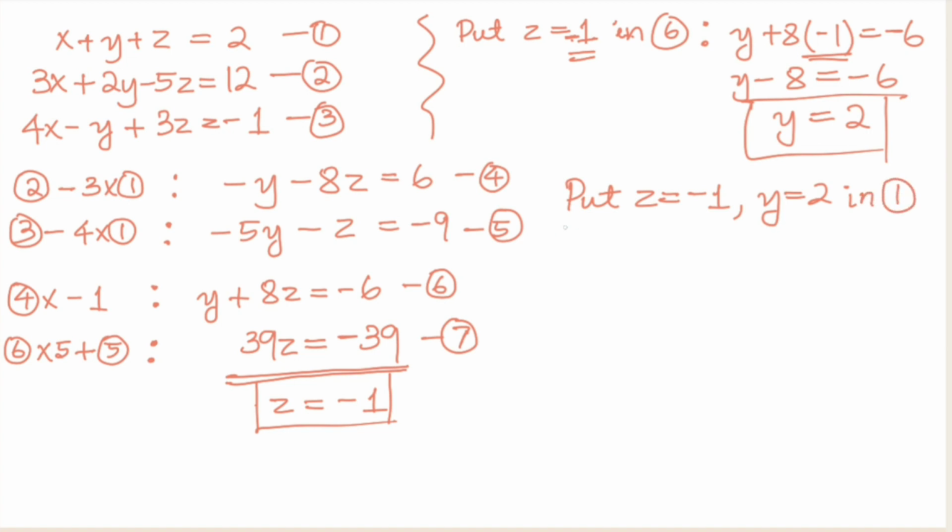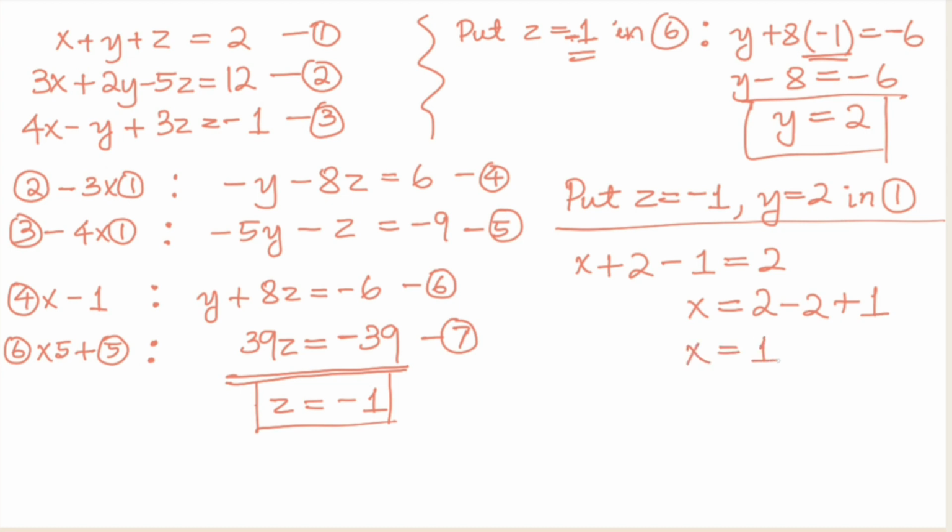And what does that give us? That gives us x plus y, which is 2, plus z, which is minus 1, is equal to 2. So we solve for x. We have x equals 2 minus 2 plus 1. So x equals 1. So we have that.